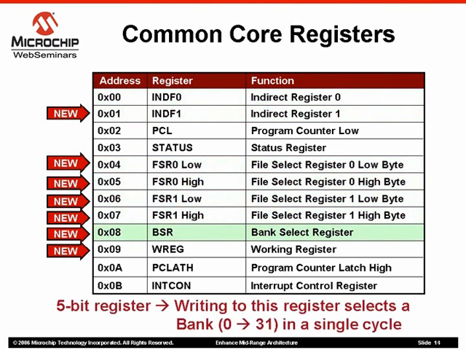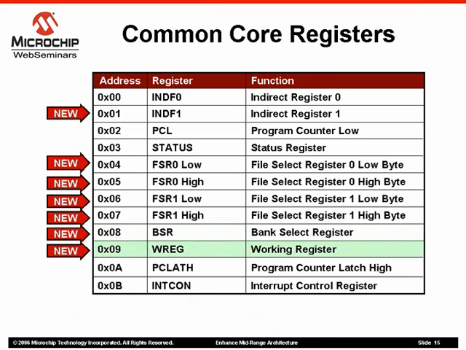A new bank select register has been added. Writing to this 5-bit register selects any of the 32 memory banks in a single instruction clock cycle, a reduction of 1 clock cycle from the traditional method used on the existing architecture. This register also comes with a new associated instruction that we will discuss later. You may have noticed that the working register is now included in the data memory map. The new enhanced architecture now makes the working register completely addressable.